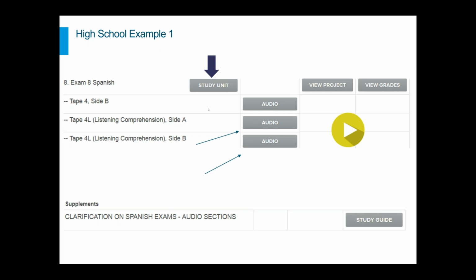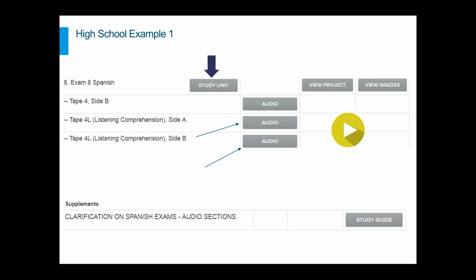The audio button that's right below it, and I'm sorry I don't have an arrow pointing to it, but this tape 4 side B, this tape will always reflect the study unit material. So basically you have a study unit and it corresponds with a tape. The other 2 tapes, the tape 4L listening comprehension, either side A or B, reflect only the exam portion for your course. So it's very important to draw a distinction between a regular tape and this listening comprehension tape that you see.